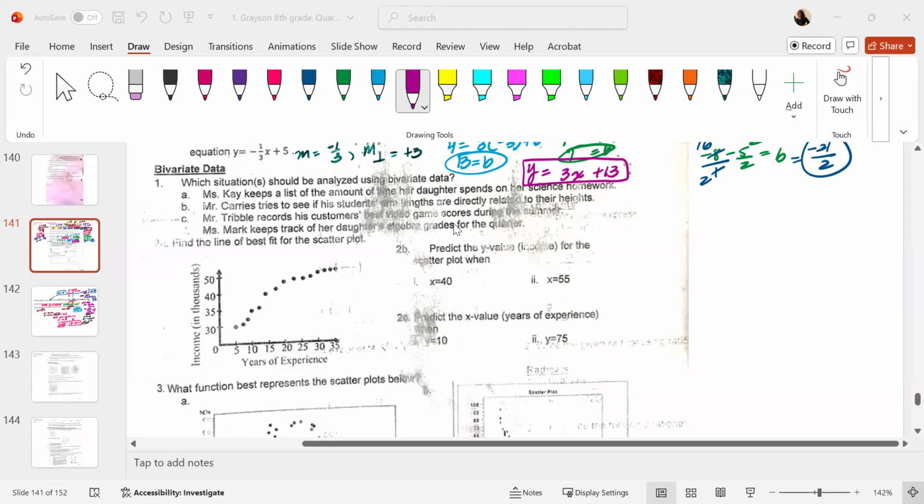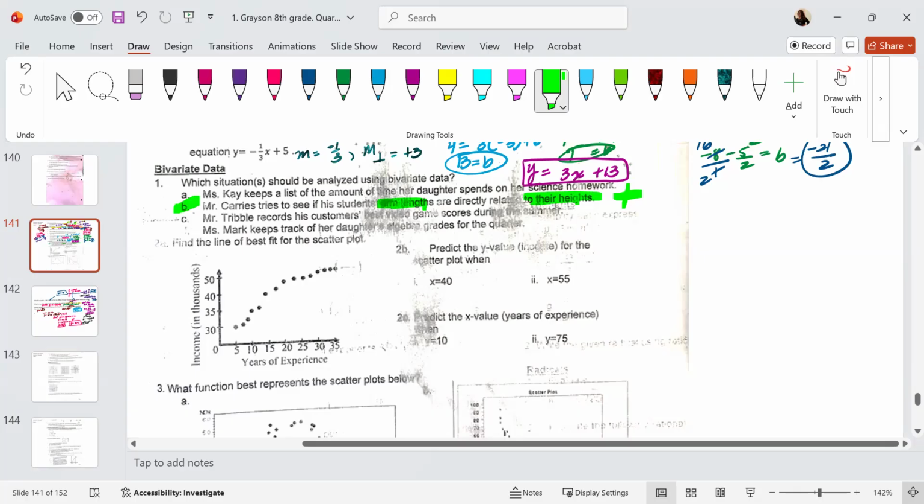I think it's B. Which one do you think? Because if a student's arm length is directly related to their height, that's two things. Bivariate means two pieces of data, right? Arm length is one set of data, and their height is the other. And that's probably a positive correlation, because if you have longer arms, you're probably taller, right? Yeah. So I think it's B.